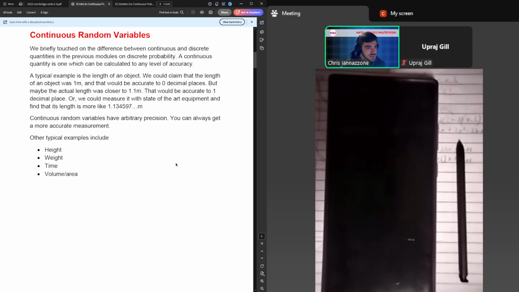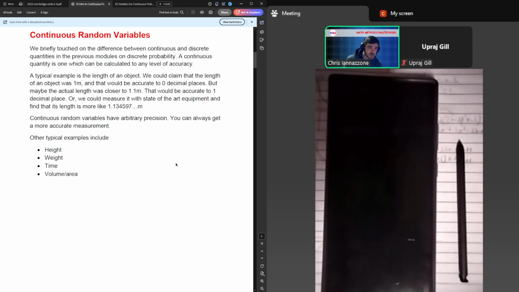of accuracy. For example, if we measure the length of an object, it could be written as 1 meter long. But if you're more accurate in your measurement, maybe it's actually closer to 1.1 meters. That would make it accurate to a single decimal place. Or if you had state-of-the-art equipment, you would find that the length could be any number of decimal places. The limit to our accuracy is purely based on our own ability to measure the thing rather than the thing itself. It could be any arbitrary level of accuracy.